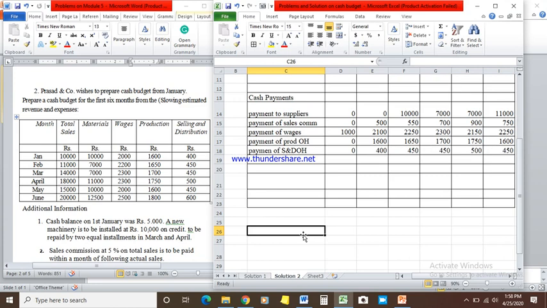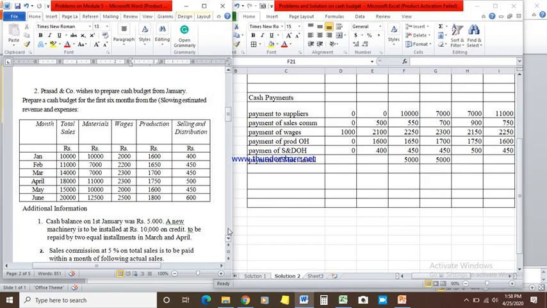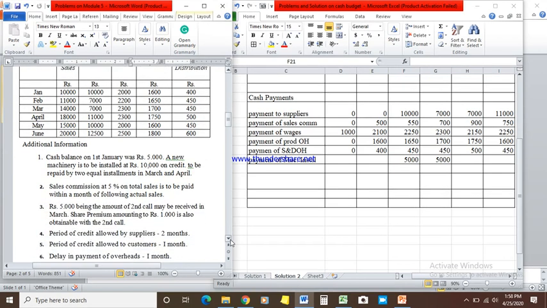That's it. Now in addition to this, we have one more adjustment, that is we are going to install a machinery and we need to make a payment of 2 installments. So payment of installment, machinery installment. The total value of the machinery is 10,000, but 5,000 is paid in the month of March and 5,000 is paid in the month of April. So January, February, March: March 5,000, April 5,000. In this way we have taken care of all the items of this particular problem.